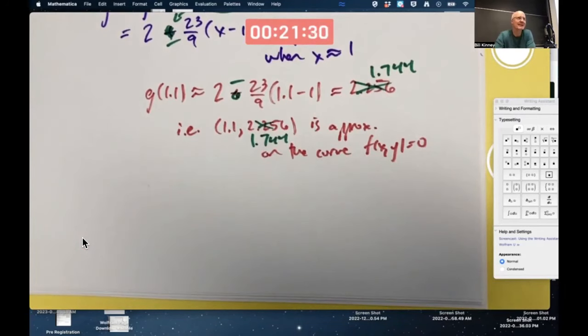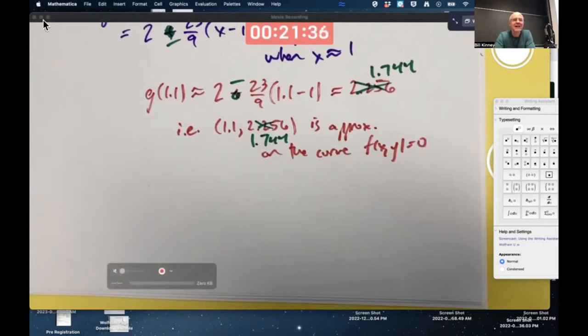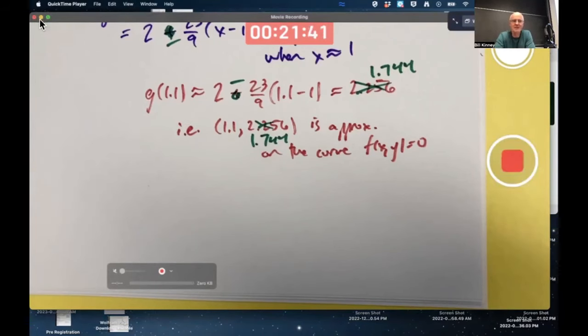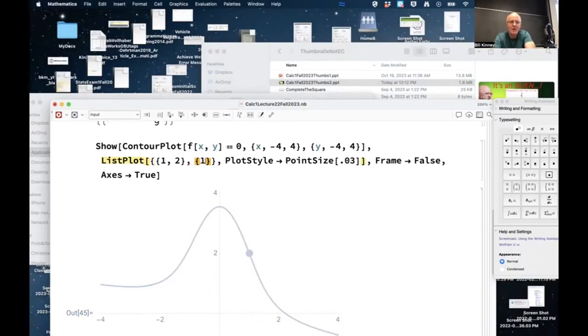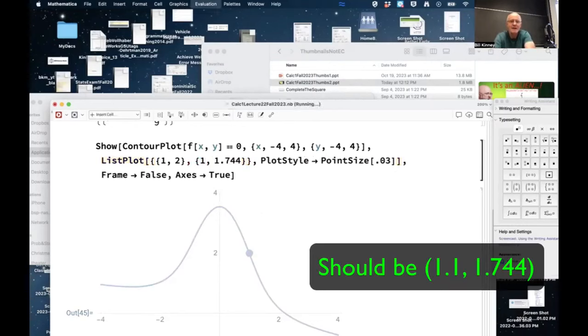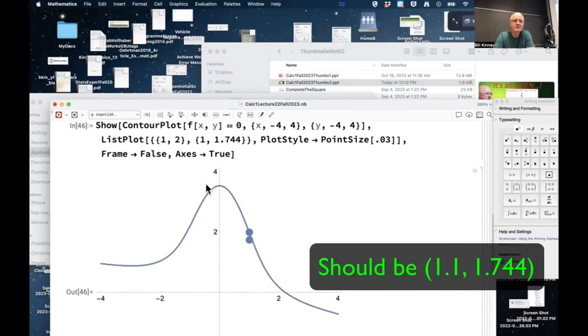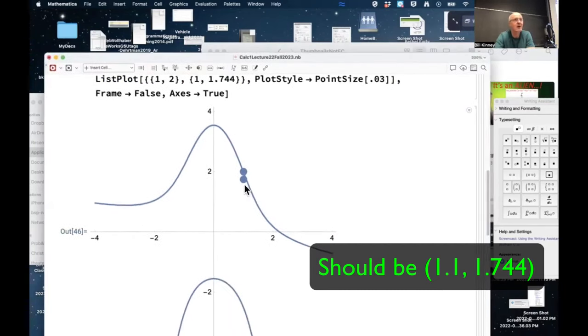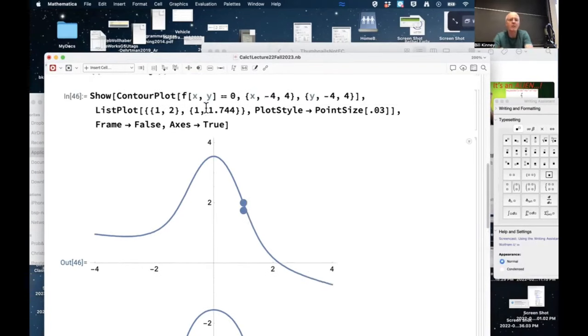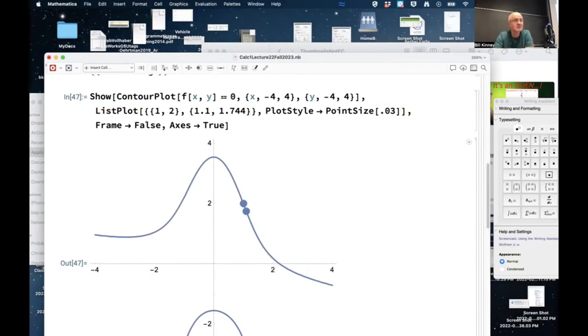This delays it getting uploaded because I have to make the annotations correcting what happened. 1.744. 1 comma 1.744. Let's see if it's close to being on the curve. Yeah, not exactly, but close. That doesn't seem right either. What in the world's going on here, though? Oh, I forgot my 1.1. That's even closer. Okay. You can't even tell it's not on the curve.